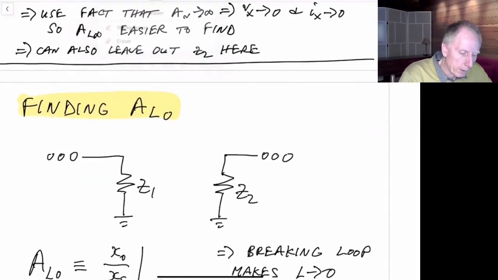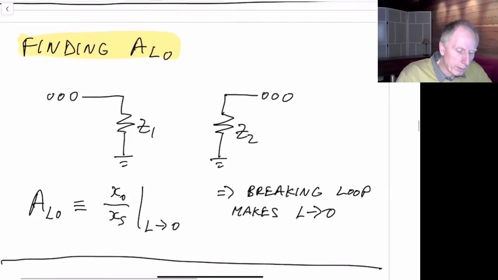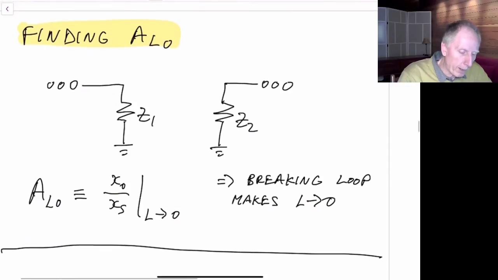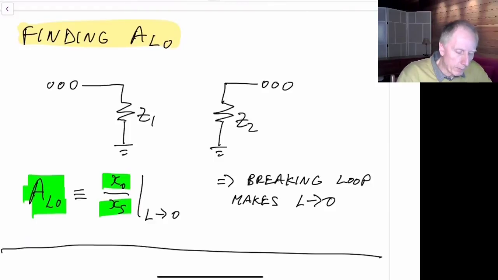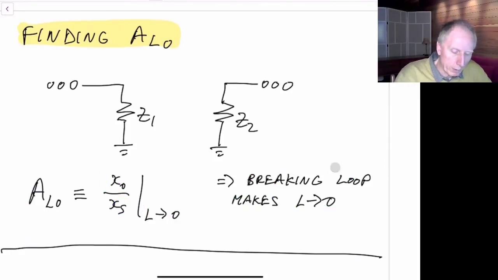So finally, we'd like to find A sub L0. That's the third part we need to find. So in this case, we break our circuit as we did before, and we put in the two appropriate impedances on either side, and then we just find the gain from the input to the output. That's defined to be A sub L0, and we have the break here, so the loop gain has been broken. So because we've broken the loop gain, L has gone to 0, so we've made L go to 0, and we now just find the transfer function from the input to the output with this break in the loop gain.